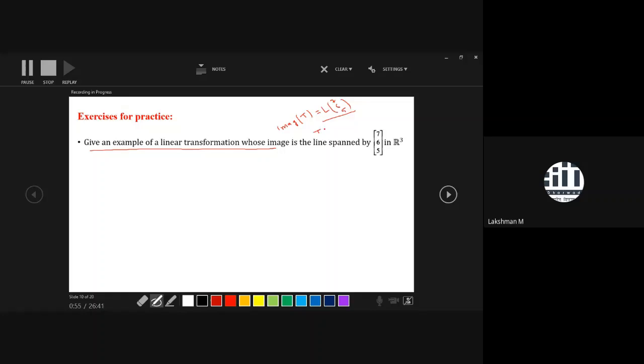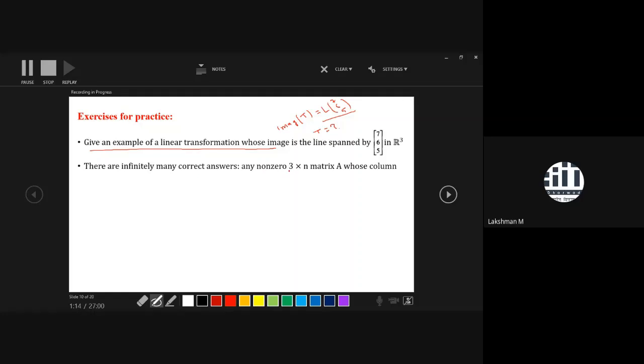So how can you find it? This one is a little bit tricky, but it is a very simple kind of question. It is very easy to find. Definitely, there would be infinitely many choices. There would be infinitely many correct answers.